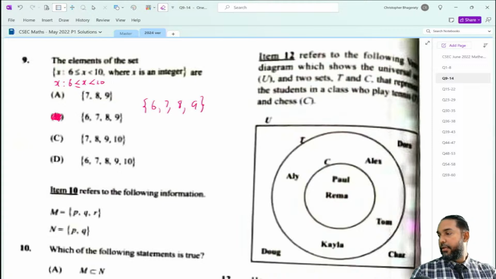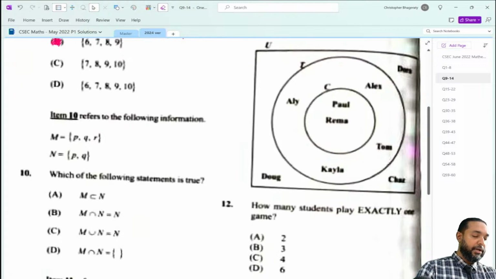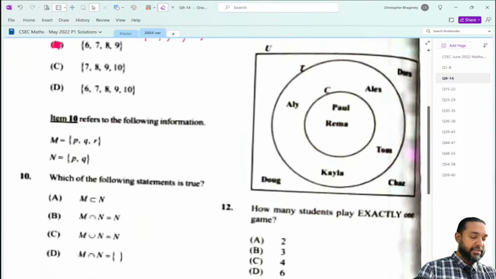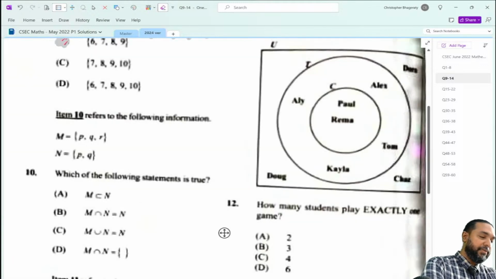Right, thanks, Meeks. Right, next we have item 10 refers to the, so we have PQR and PQ. Which of the following statements is true? So this first one is M.